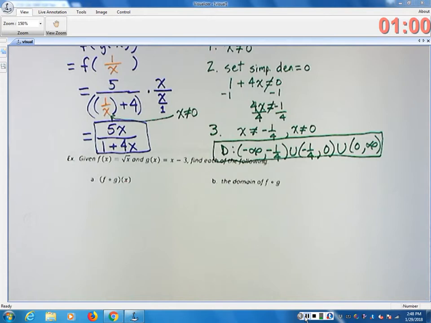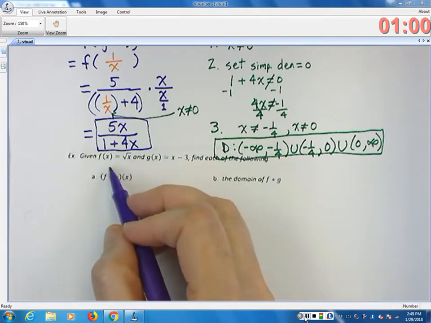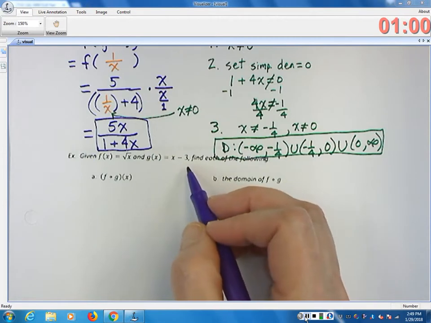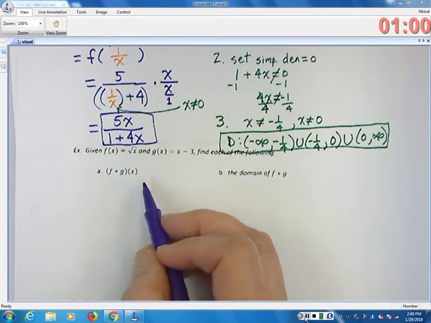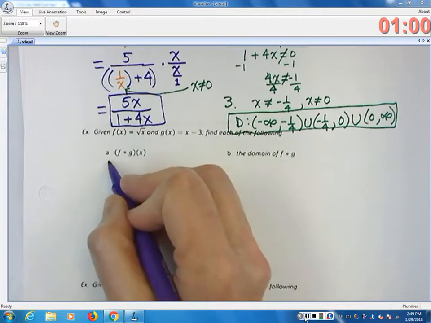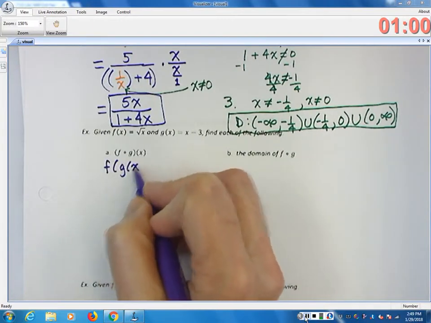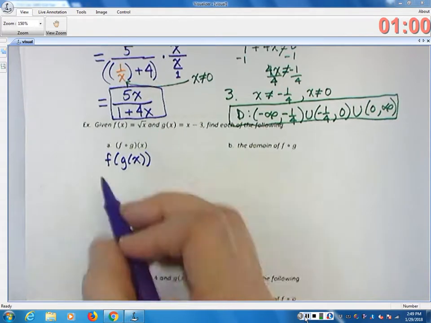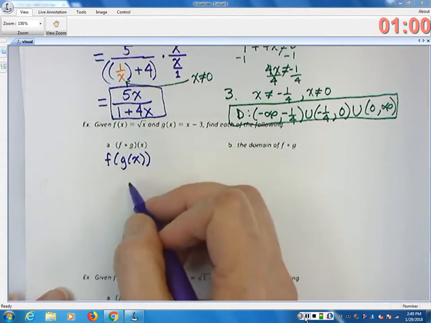Okay. The next example, any questions? All right. Okay, and now you've got another example. f of x is the square root of x, and g of x equals x minus 3. Find f composite g of x. So we're going to find f of g of x. And I could ask for g composite f, but I usually don't. I usually don't switch around that much. If you can find one, you can find the other.